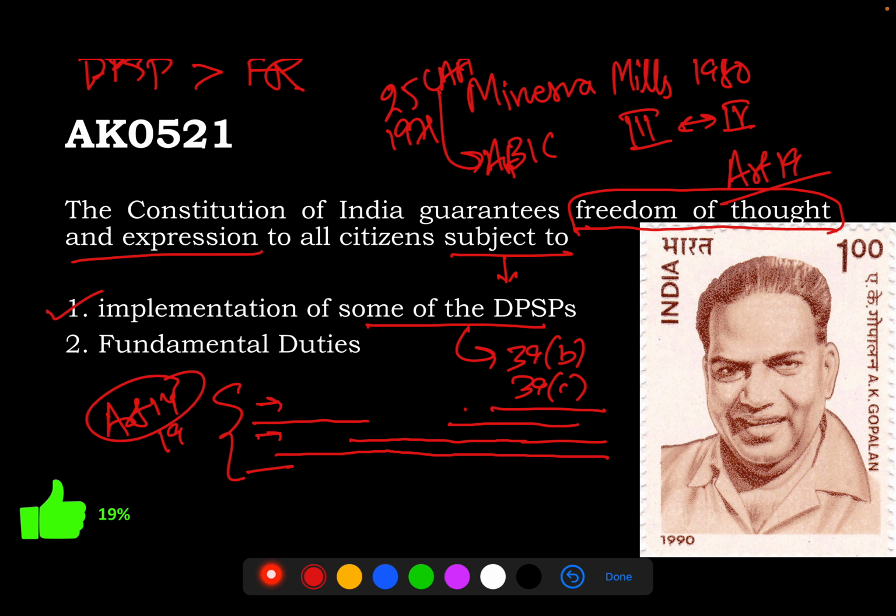Now, second says fundamental duties. There is no limitation from fundamental duties, at least not in our jurisprudence so far. So the correct answer of this question is only one. And hardly 20% of the people out of about 9,000 who have attempted it on the Telegram channel could get it right.